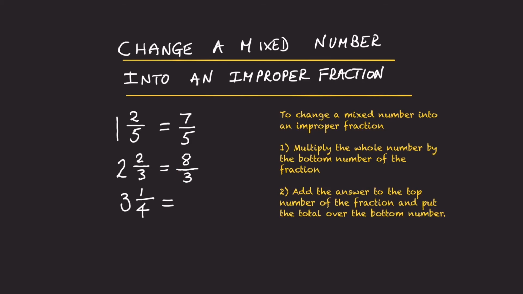Okay, now let's look at the third one. The whole number is 3. We multiply the whole number 3 by the number at the bottom. 3 times 4 will give us 12. Then we go to the top and add the 1 to the 12, and that will give us 13. So 13 over 4, because the 4 doesn't change. So the answer is 13 over 4.